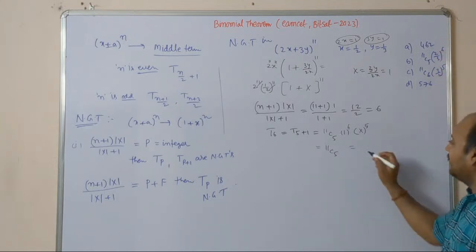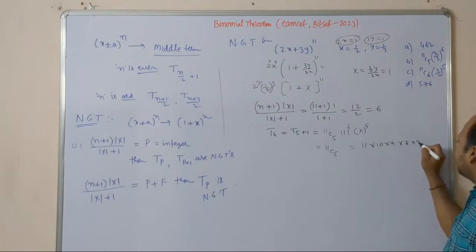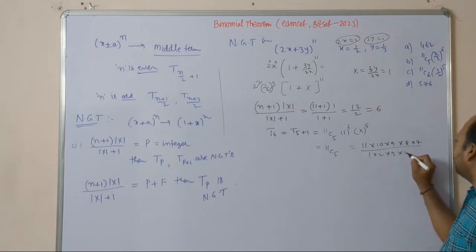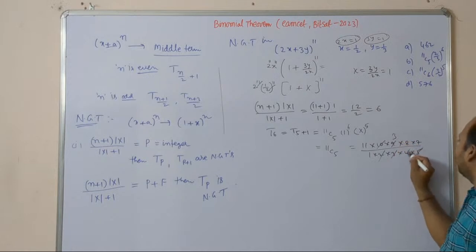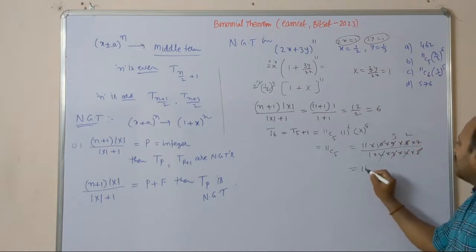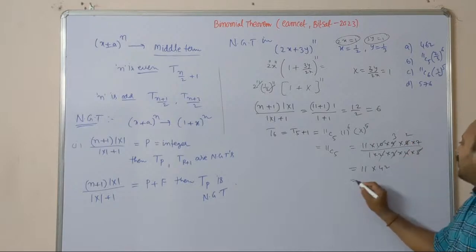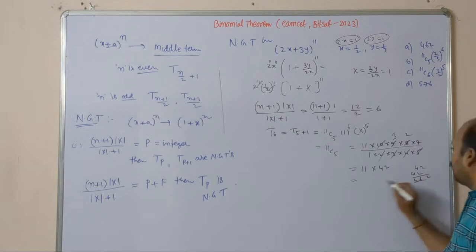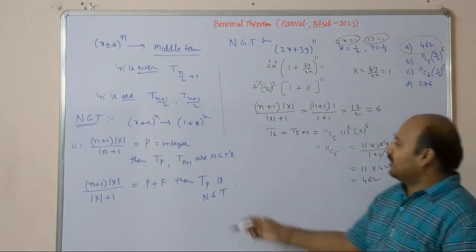11C5 we can convert. 11 into 10 into 9 into 8 into 7 by 1 into 2 into 3 into 4 into 5. So 5 2s are 10, cancel. 3 1s are 3, 3 3s. 4 1s are 4, 2 4s. So 11 into 7 into 6, 42. So 42 into 11, 462. So 462 is there, our option.